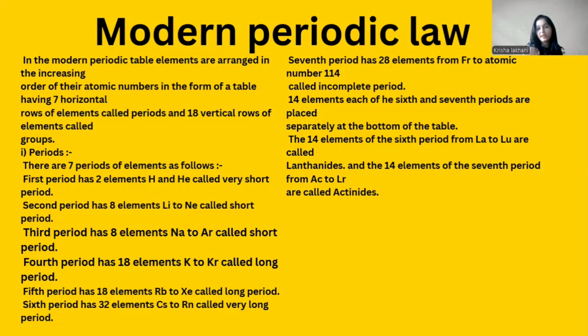The sixth and the seventh period. The sixth period has 14 elements separated at the bottom of the table, from lanthanum to lutetium, and it is called the lanthanide series. The 14 elements in the seventh period are called the actinide series, from actinium to lawrencium. Okay, so this is how it goes.